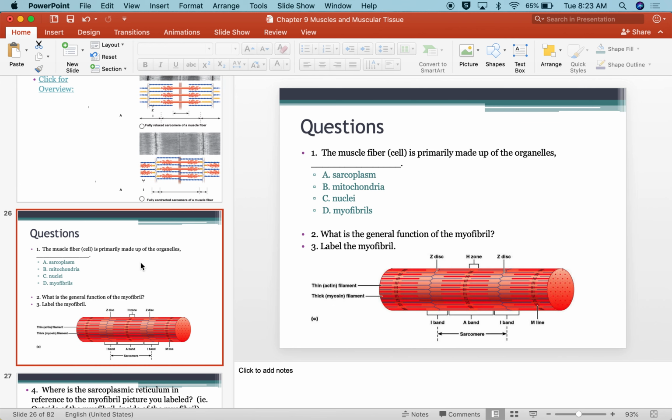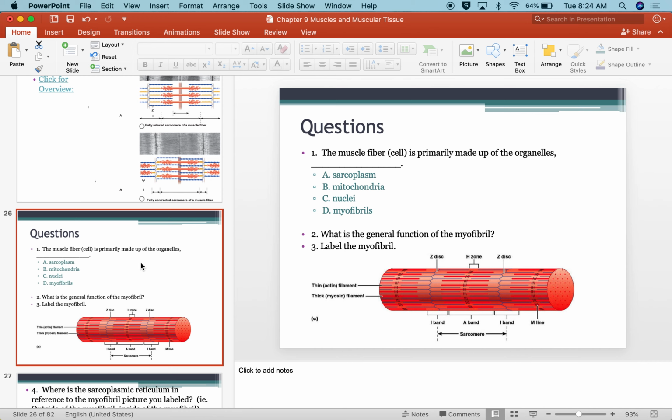All right, so a couple of questions for you guys. The muscle fiber is primarily made up of the organelles blank. All right, so next one, what is the general function of the myofibril? And then label this myofibril.